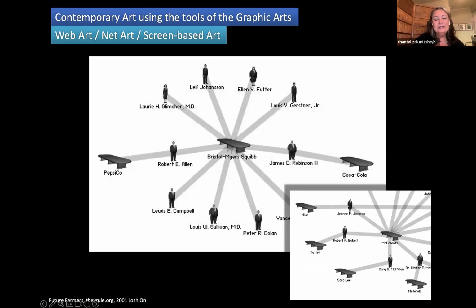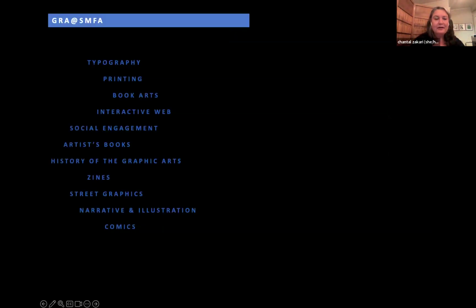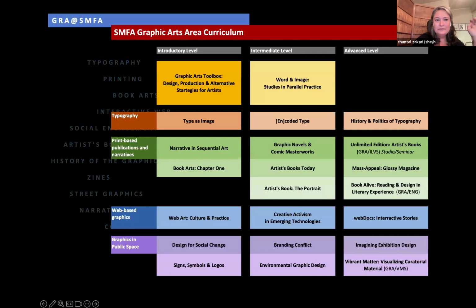So I'm giving you a little bit of a sense of the amount of artists that you might be seeing in graphic arts courses. I'm going back to this list that I showed you at the beginning of the talk, but I want to also show you the kind of courses that we're teaching. These are not courses that are offered every semester, but it's our entire curriculum: introductory, intermediate level classes, and advanced level classes. We have quite a lot of classes that are typography based, and that provides you the basis for a lot of the work we do.